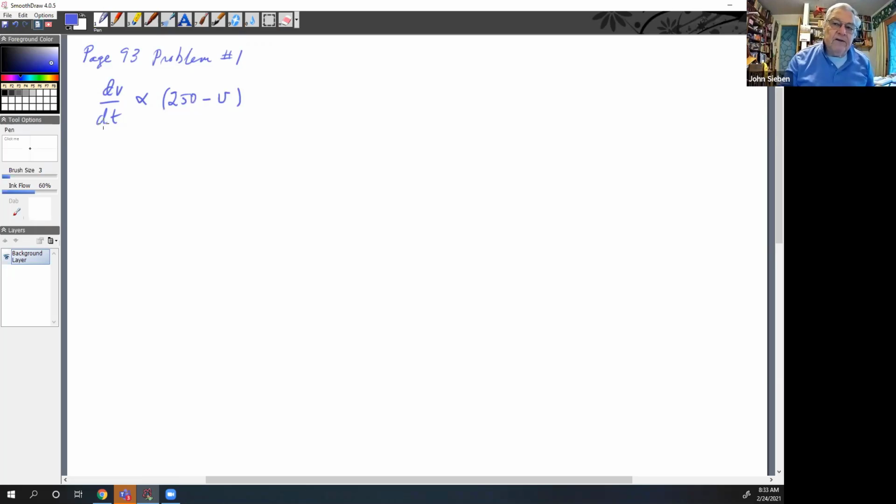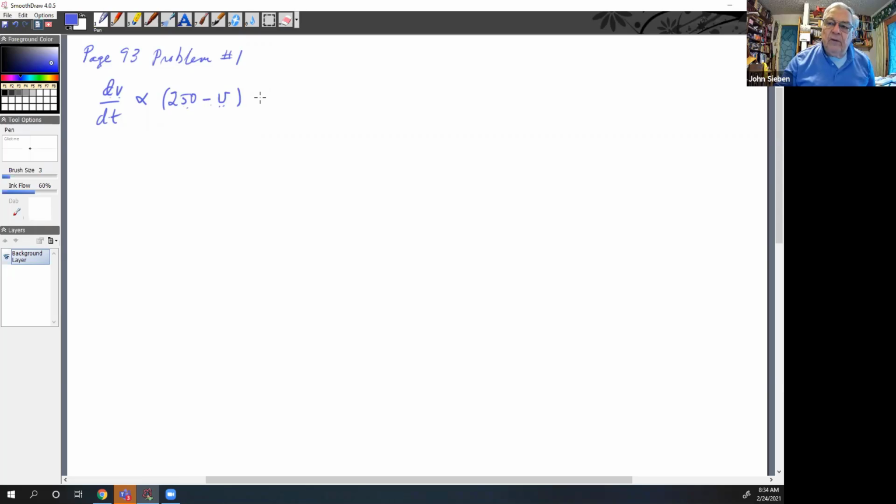Now, what is dv/dt? This is a motion problem, so v is velocity, and the time rate of change of velocity is acceleration. So this is telling me that the acceleration for this car is proportional to 250 minus the velocity. And so you can see that what the model says is, as the velocity increases, then this number is going to become smaller and the acceleration is going to decrease. And so the acceleration decreases. And why would it decrease? Because the resistance from air pressure builds as the car goes faster and faster.